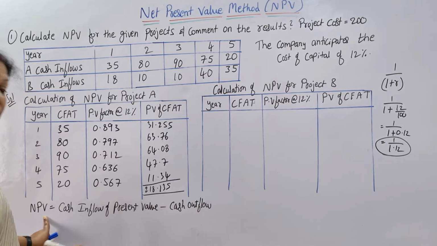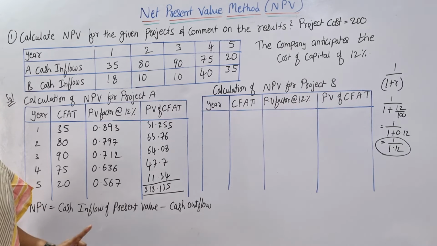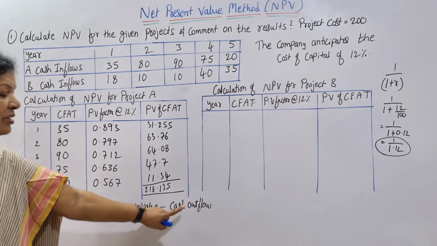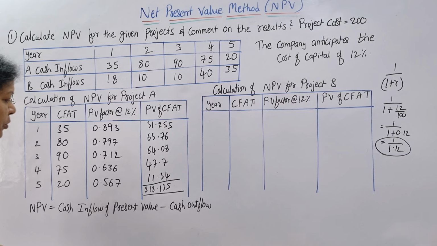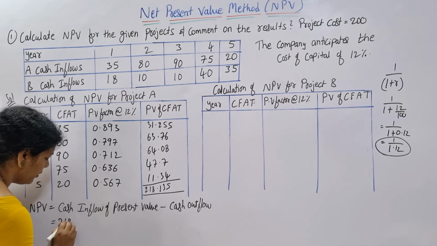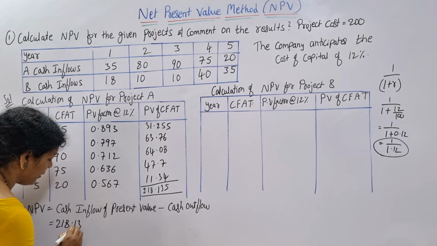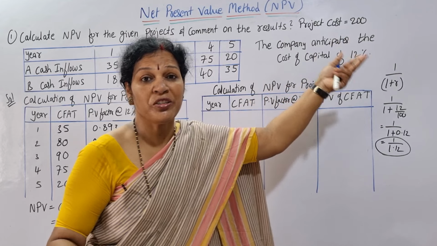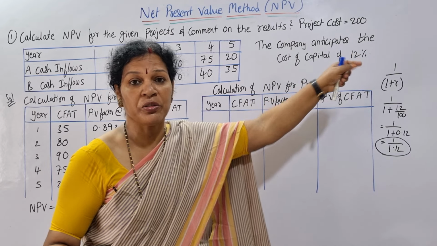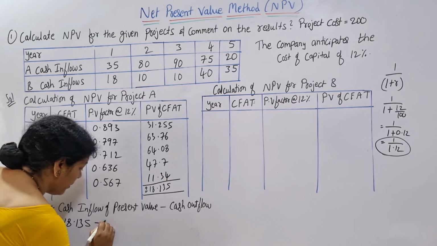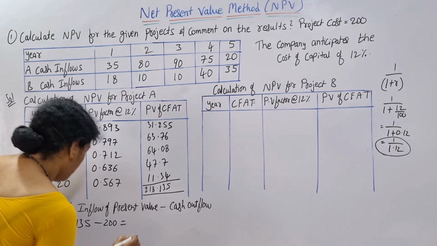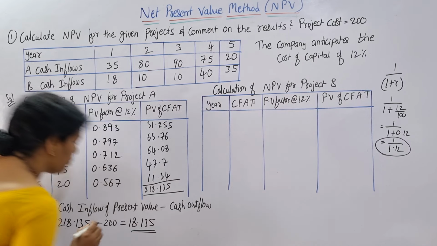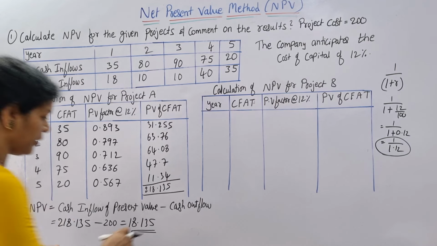Remember this formula. NPV is equal to cash inflow of present value, means this total, minus cash outflow. What is this value? 218.135 minus cash outflow. Outflow is how much you are spending. 200 you are spending, your investment, that is cash outflow. So minus 200, it comes to 18.135. So this is NPV of project A.